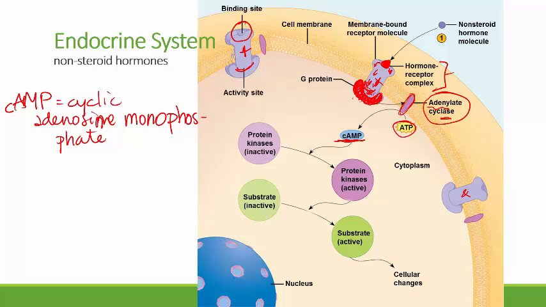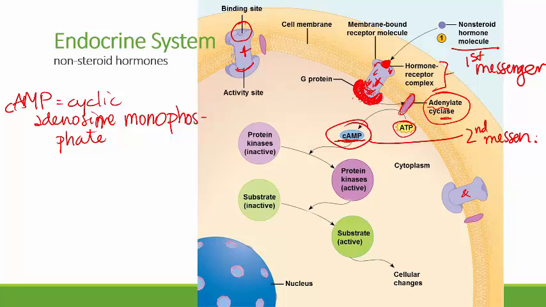So if we think about this hormone as being the first messenger, the messenger sent out by the body to change the activity of the cell, this molecule, cyclic adenosine monophosphate, that is our second messenger. So this is how hormone molecules that cannot enter the cell do their work.